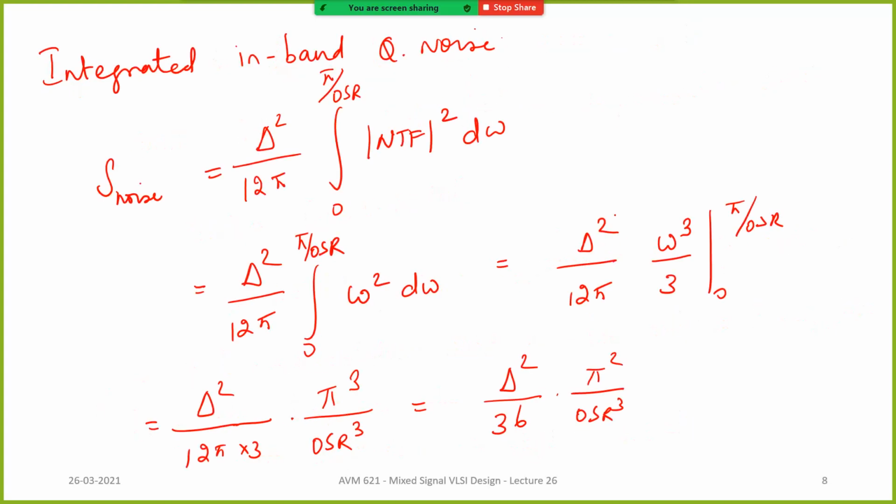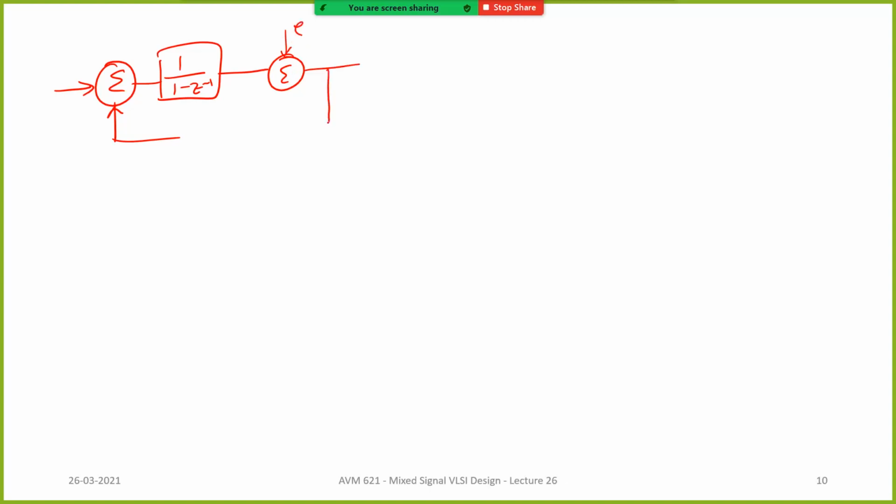What people have come up with is, if you look at a single first order delta sigma modulator, what do you have? You have an integrator, and you have this quantization noise. This is your first order delta sigma modulator, which we saw right now. Now what we are saying is, I want to get even more noise shaping.